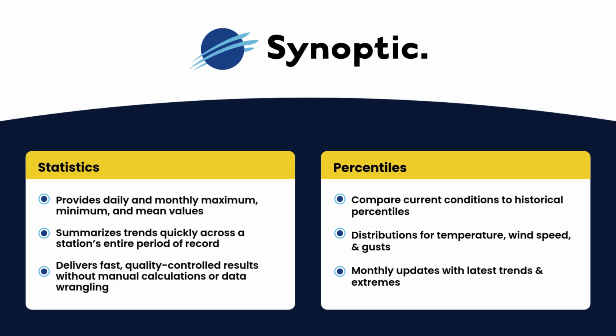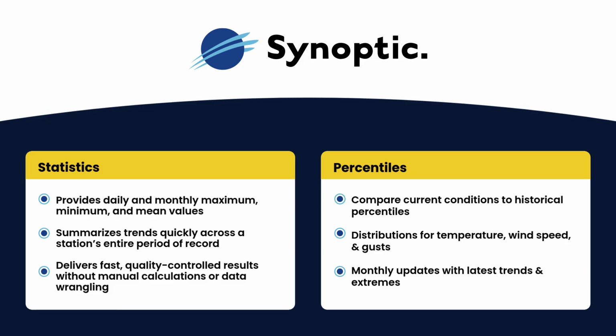Percentiles add context by showing how current conditions compare to historical values. For variables like air temperature, wind speed, and wind gusts, you can see whether today's observations are typical or rare by viewing and comparing with percentile distributions. These distributions are updated monthly, so your comparisons will always reflect the latest trends.